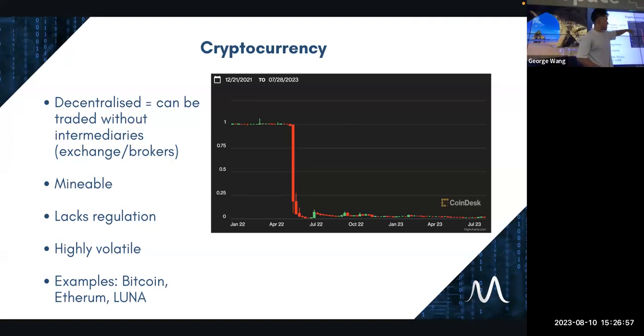Do we know what this is? Anyone? So look at the price. It went to 0, but it was at 1 very consistently. What is this? Luna? Yep. What happened in Luna? Well, let's say it in layman's terms. What happened?